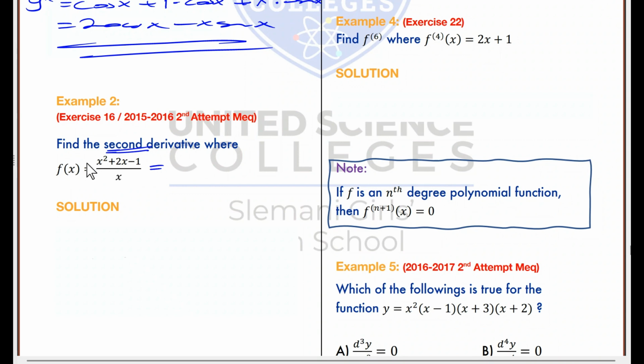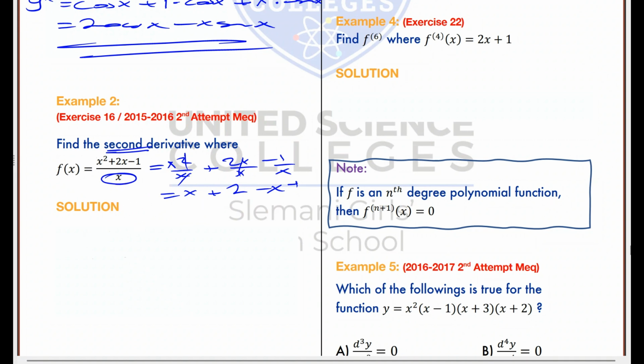Here we have 3 terms at the top divided by x at the bottom. And it means that x is a common denominator for all of the terms at the top. So it's the denominator of x squared. It is denominator of 2x. It's also denominator of minus 1. Okay, we can separate this fraction, write it as a sum of 3 different fractions. So when you simplify, we have x plus 2 minus x to the minus 1. So when I do this, I'll do a little bit less work. So taking derivative is much easier than taking derivative of the quotient.